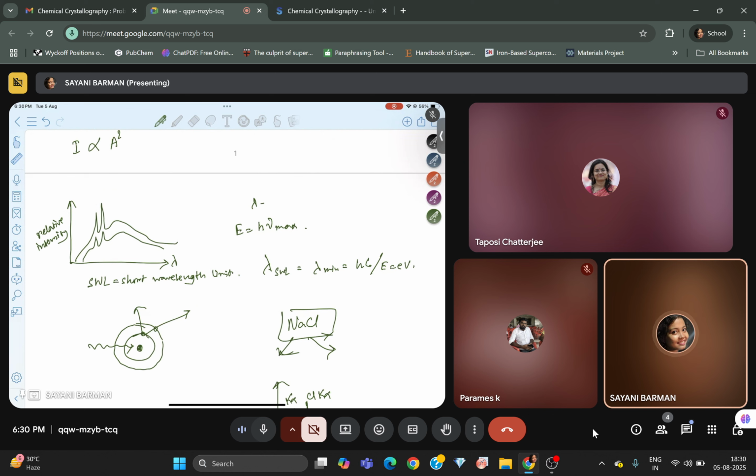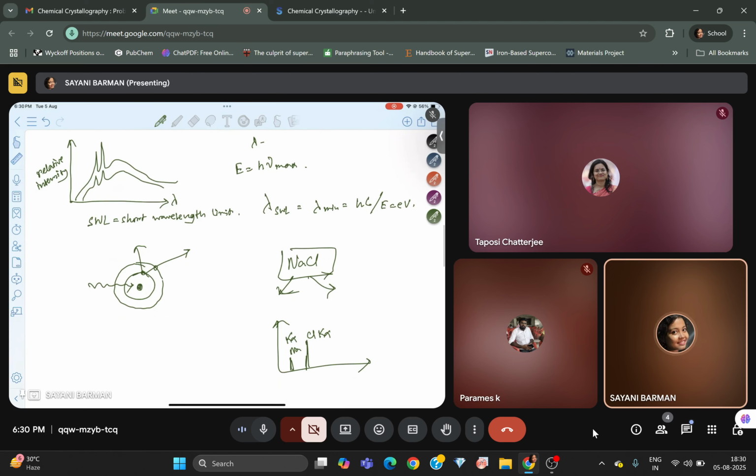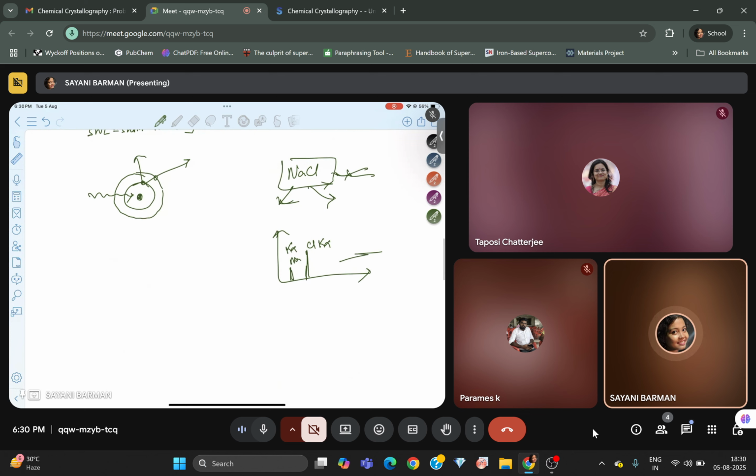In any book you will find this. You just need to know what these are and why they are important. These are characteristic of target materials, such as in this case the target material NaCl. So here you will get the intensity peaks for sodium and chlorine. Those are not fixed; they vary from compound to compound.